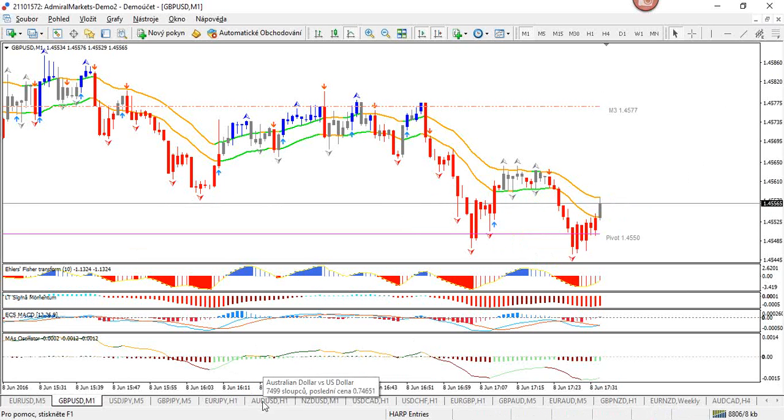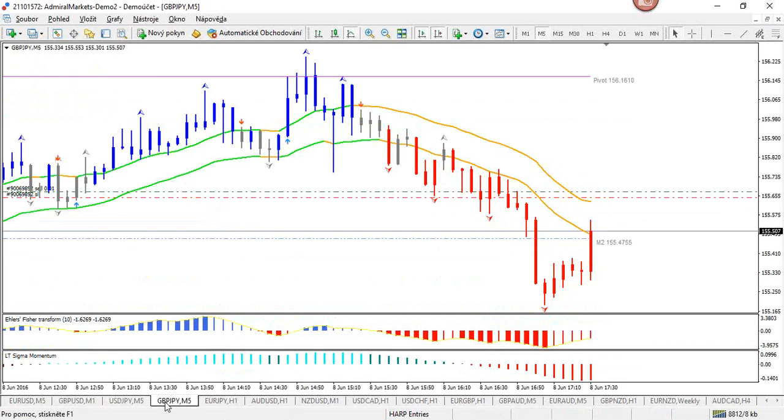So at this point, I would be focusing on the continuation of the pound yen. So let's see. Maybe we won't get it.